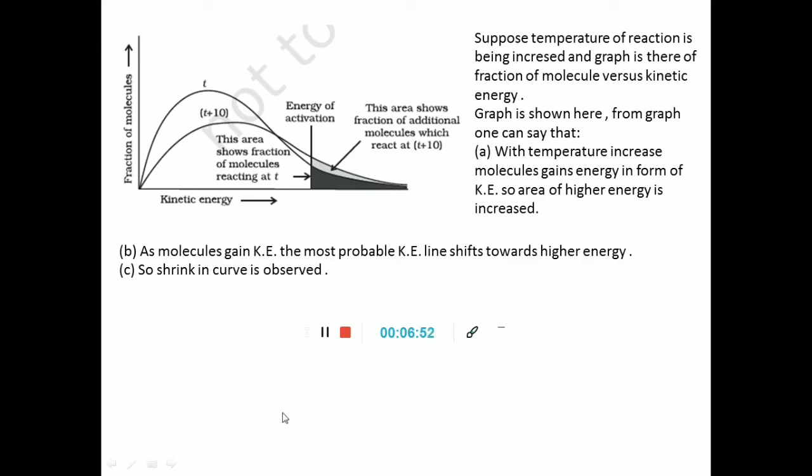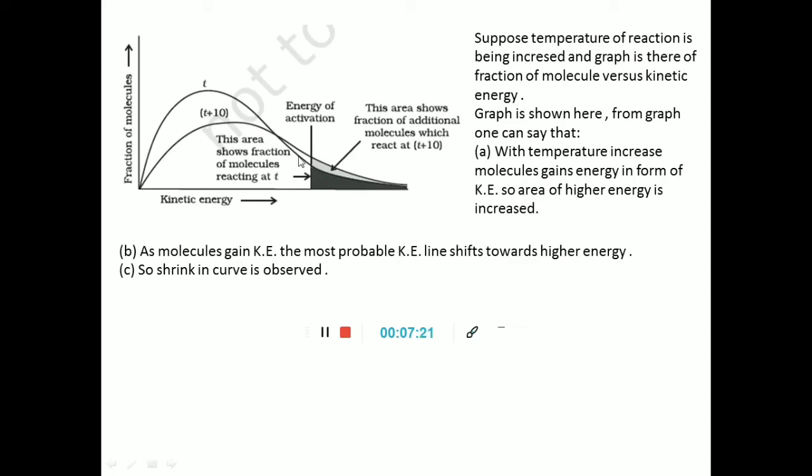You can see here two curves are shown, T and T plus 10, meaning temperature small t and temperature with 10 degrees extra heat. First observation of the graph: you can see the curve is slightly shrunk here. So the third observation I have written is that a shrink in the curve is observed.